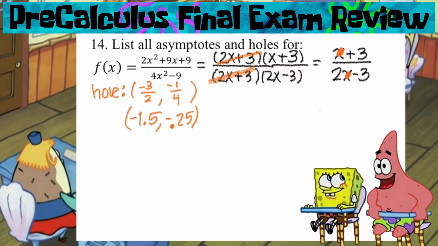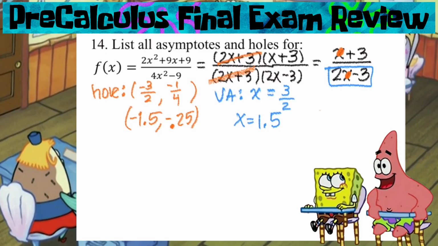My vertical asymptote is going to come from the denominator right over here. So my vertical asymptote will be, set that equal to 0, add the 3, divide by 2, at x equals 3 over 2, again as a fraction, or x equals 1.5 as a decimal.